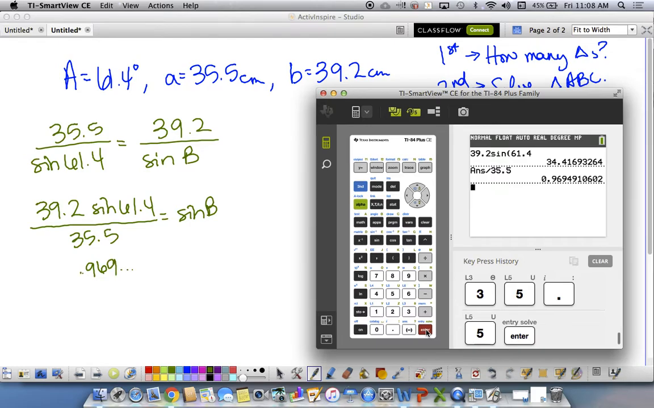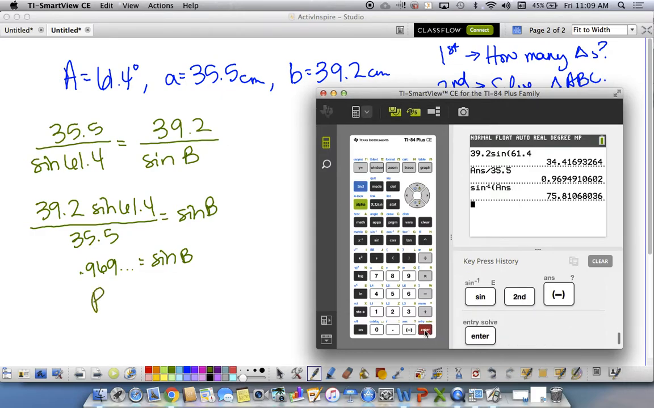39.2 sine 61.4, enter, divided by 35.5. I get 0.969, etc. Does it make at least one triangle? Yes, it does, because this number is less than 1. Now, when I hit inverse sine of second answer, we get 75.8. Angle B is 75.8 degrees. Everything has 3 sig figs.